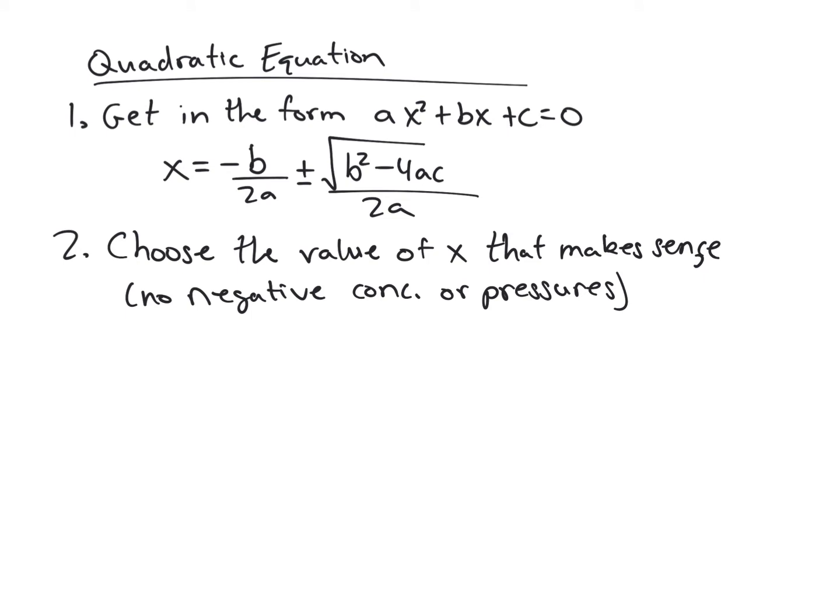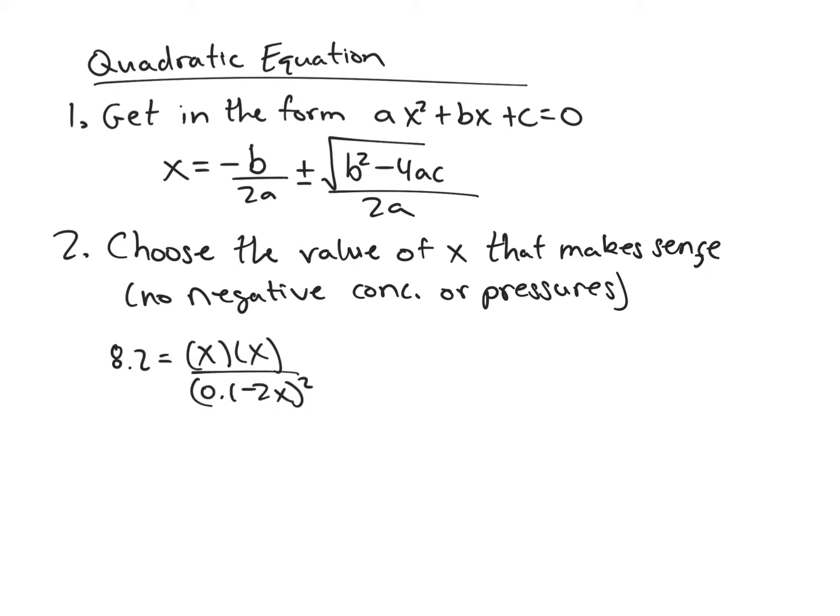Okay, so here's our general way we can solve quadratics. First, we get it into the form ax² plus bx plus c is equal to 0. And then we use the quadratic formula, which is this. The value of x that solves that equation is negative b over 2a plus or minus the square root of b squared minus 4ac over 2a. So that'll give us two values of x, and then we need to choose the one that makes sense. So the key is that we can never have any negative concentration or pressures. Often that means the positive value of x, but not always. Sometimes there's two positive solutions. We just have to check both of them and make sure we choose the correct one.